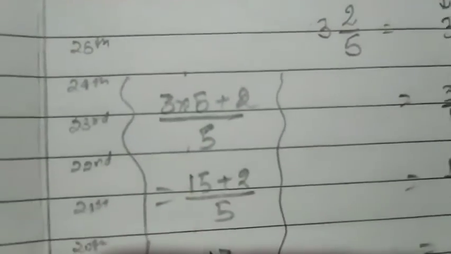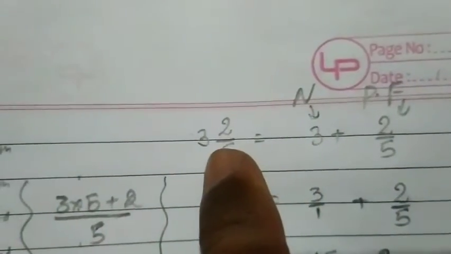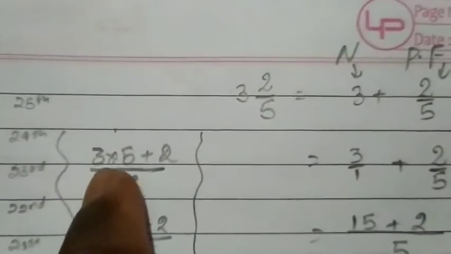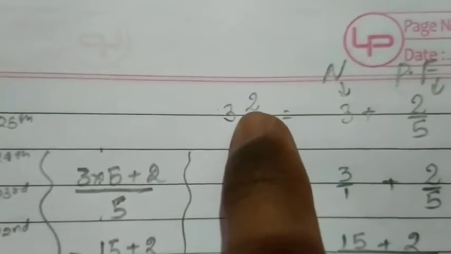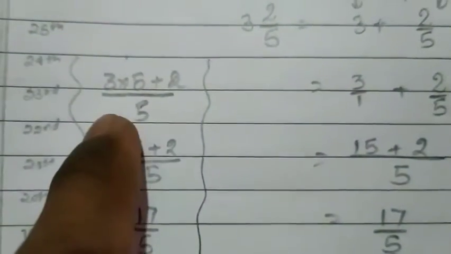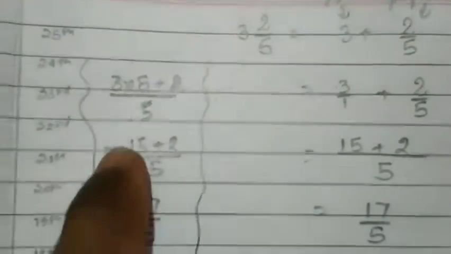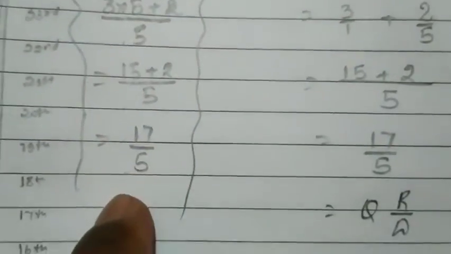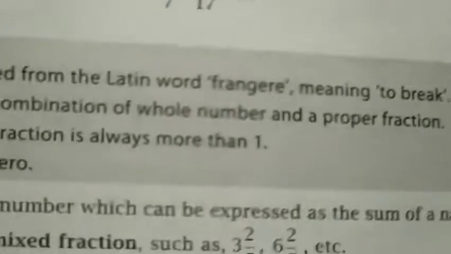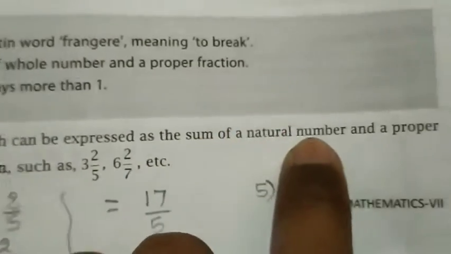Or simply it can be done this way: either you add 3 and 2/5, or simply multiply 3 and 5, then add 2, and you will get the same. We did the long process, but it can be done simply in 2 steps. That is 3 into 5 plus 2: 3 times 5 is 15, plus 2 is 17/5. So that is the same. Either way you can take it. The definition says it is the sum of a natural number and a proper fraction.